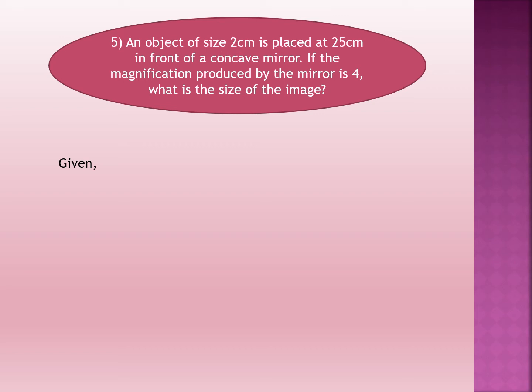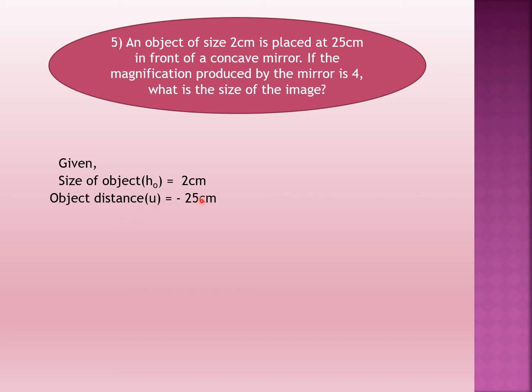So we have written that the size of the object is 2 centimeter, right? Size of the object, meaning height, denoted by HO, is placed at 25 centimeter. Placed means where are we placing it? So that means we're talking about the object distance. Object distance is represented by U.